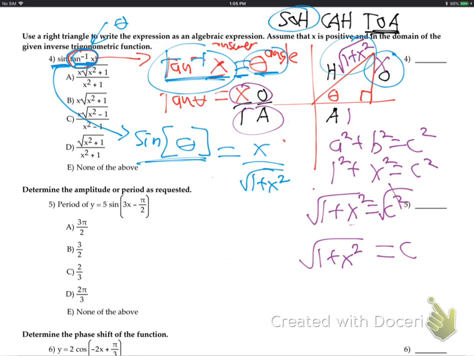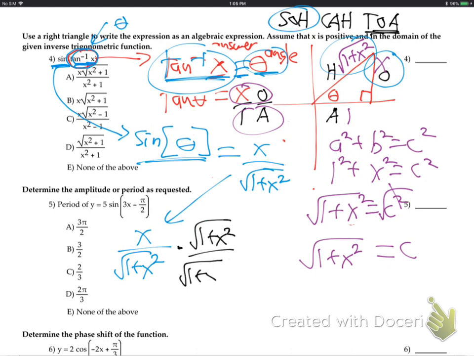There's my answer, except I can't leave roots on the bottom. So let's bring it over here. One more step. How do you get rid of that root from the bottom? Multiply top and bottom by root of 1 plus x squared. And I get x root of 1 plus x squared over plain 1 plus x squared. Is that answer there? Yeah. A. It doesn't matter that I had the other order, right? 1 plus x squared, plus 1, same thing. It's answer A. Is everybody okay with that? You okay with what happened on the bottom?